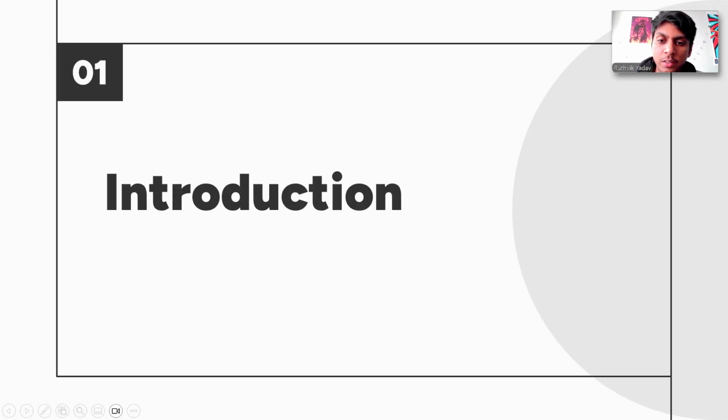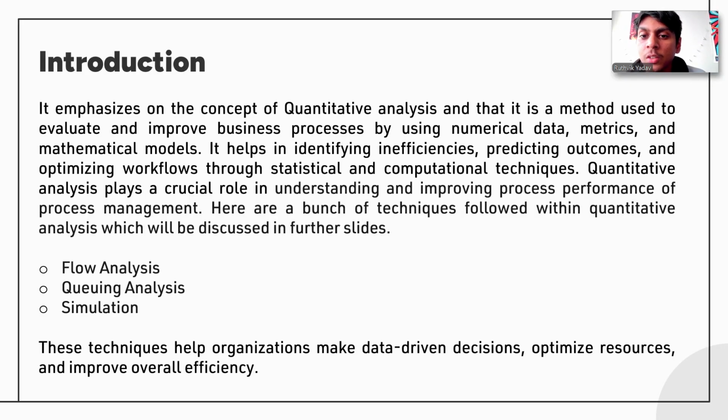Here's the introduction of the initial findings of chapter 7. It emphasizes the concept of quantitative analysis, a method used to evaluate and also improve business processes by using numerical data metrics and mathematical models. It helps in identifying inefficiencies, predicting outcomes, and optimizing workflows through statistical and computational techniques. Quantitative analysis plays a crucial role in understanding and improving process performance in process management.